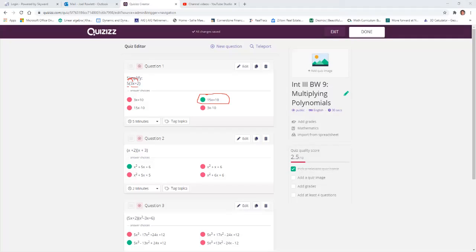If you look at problem number 2, this is going to be the FOIL method. Some of you like to use the box method, but I'm going to FOIL this. I'm going to say x times x is x squared. That takes care of my first terms. Then I'm going to do the outside, 3 times x. That's positive 3x. It's always good to write those signs.